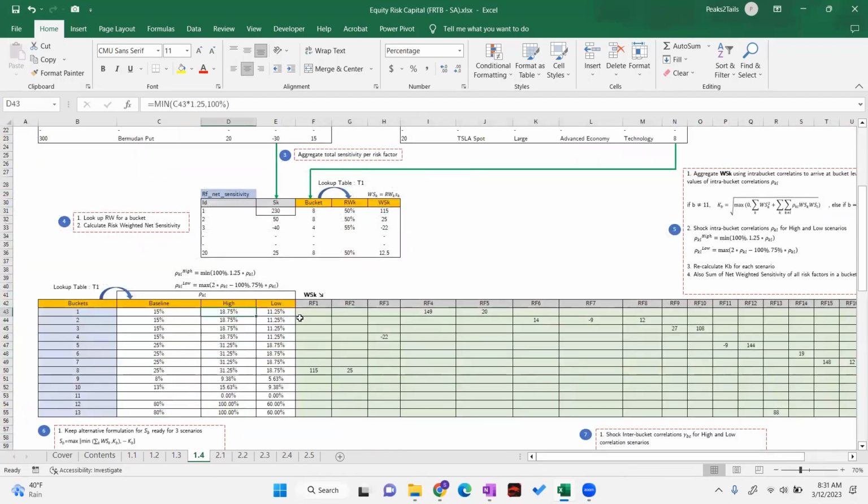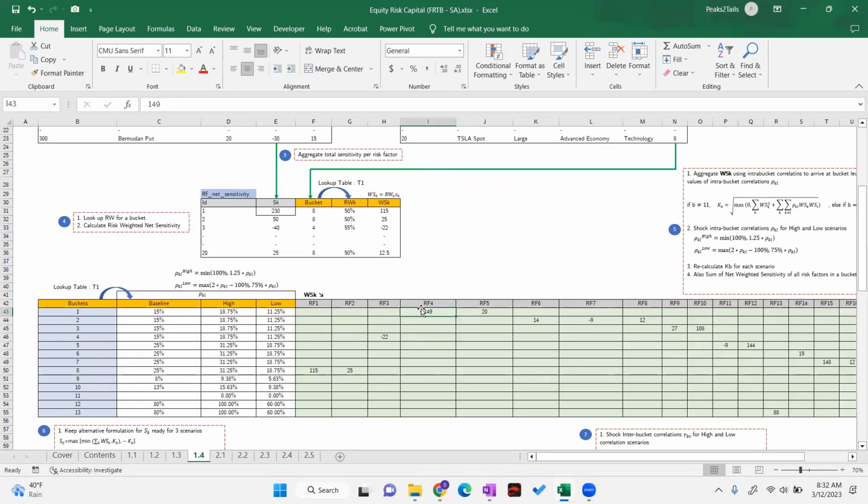And then you can shock the correlations. There are three scenarios actually: baseline, high, low. They have given the formula for how to come up with the high and low scenario. This is the formula that I've used. Question from Ritesh: this is the correlation with which risk factor? All risk factors. 15% is the correlation between all risk factors that belong to bucket 1.